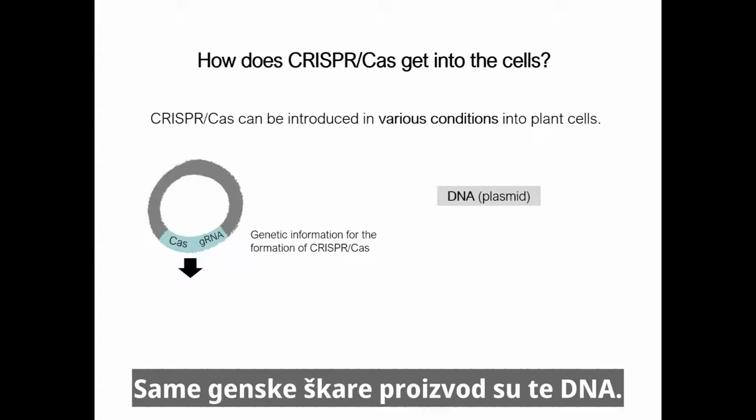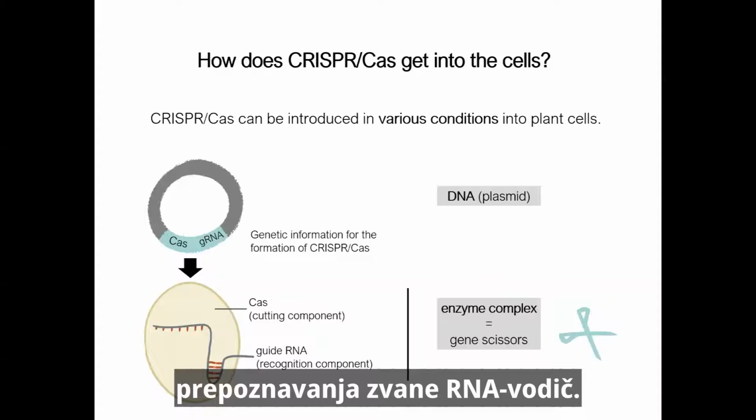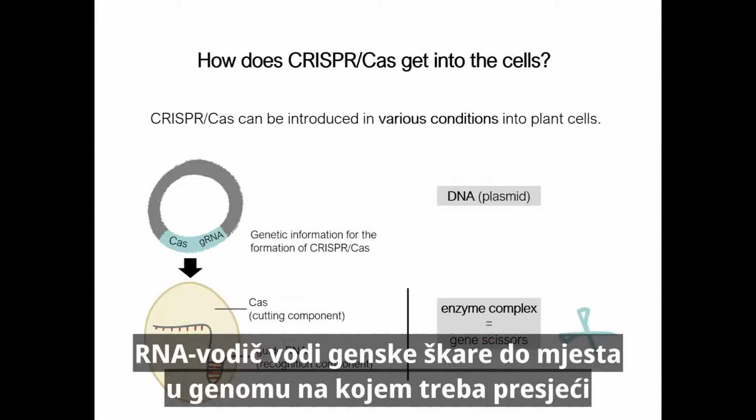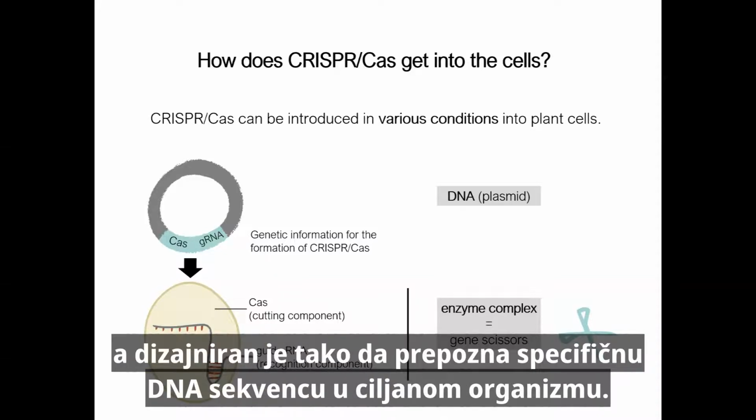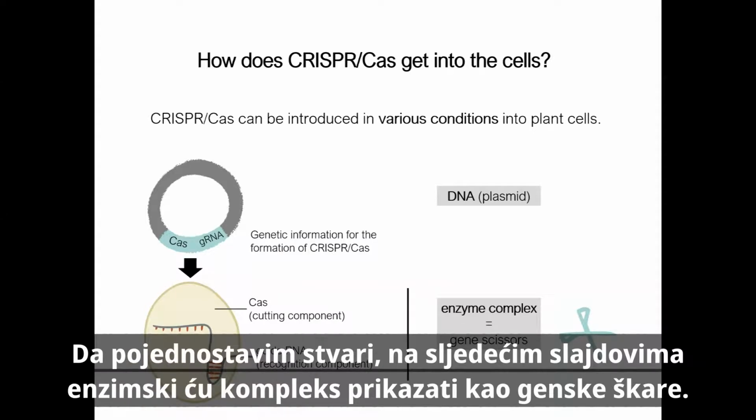The gene scissors themselves are formed from this DNA. The gene scissors are an enzyme complex consisting of the cutting component Cas and a recognition component called guide RNA. The guide RNA guides the gene scissors to the place in the genome where it is supposed to cut and is designed to recognize a specific DNA sequence of the target organism. CRISPR-Cas can also be introduced as an already formed enzyme complex. To make things easier, I'll show the enzyme complex as gene scissors in the next slides.